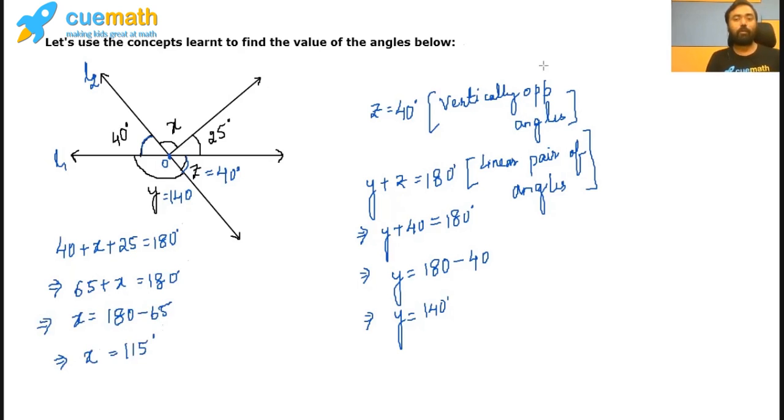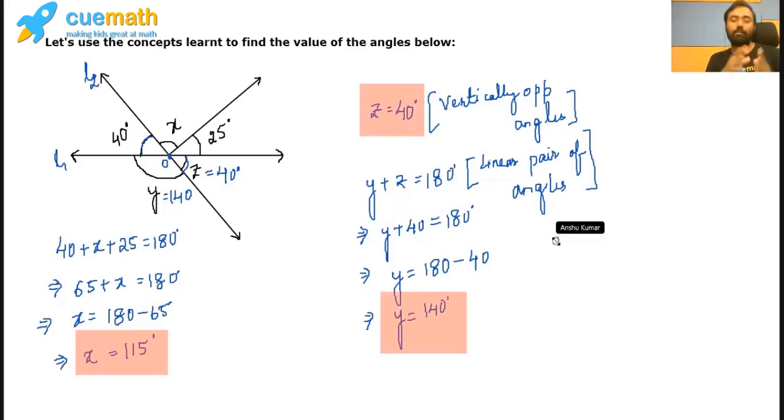So basically, whatever we have learned in this particular video, that is the alternate angles, the linear pair of angles, and the vertically opposite angles, we can use these concepts easily to solve questions based on this. And this is how we got the three variables. That is, the value of X is 115, the value of Y is 140, and the value of Z is 40 degrees. Let's now work on the next question.